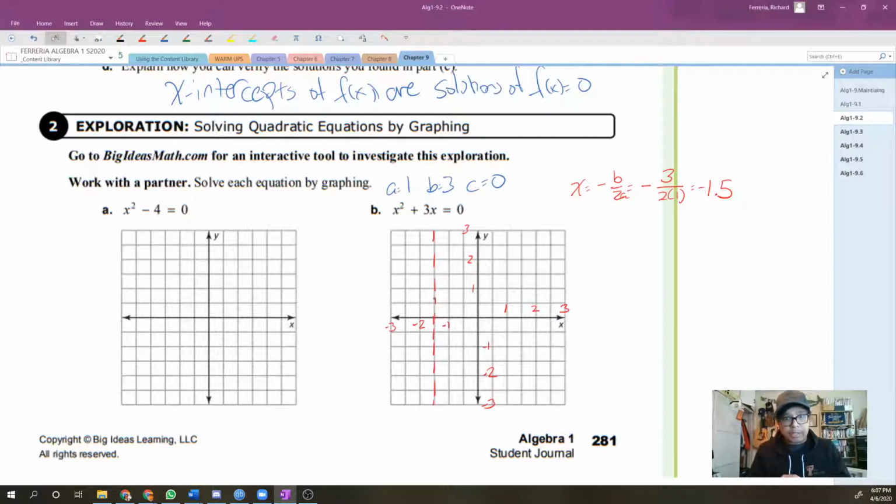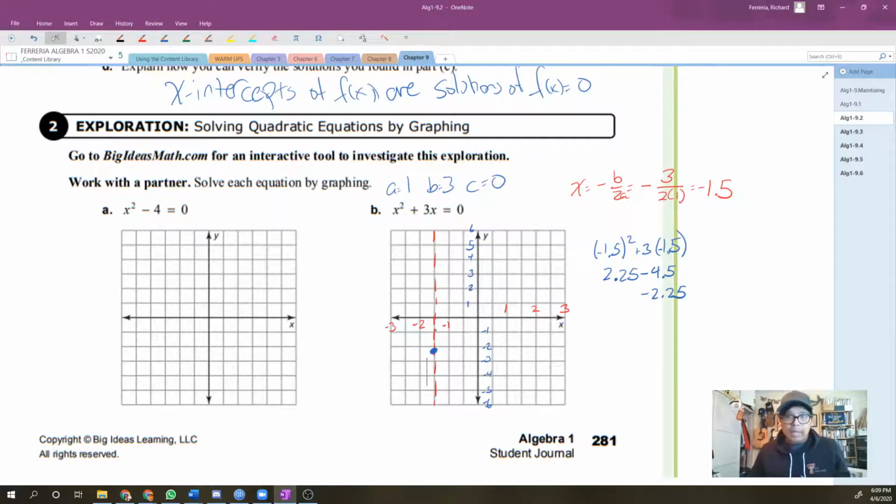Next, let's substitute negative 1.5 into our equation, or at least the left side of the equation, just so we can find the vertex. I decided to change my y coordinates so I could fit that negative 2.25 a little bit cleaner. So there we got our negative 2.25.